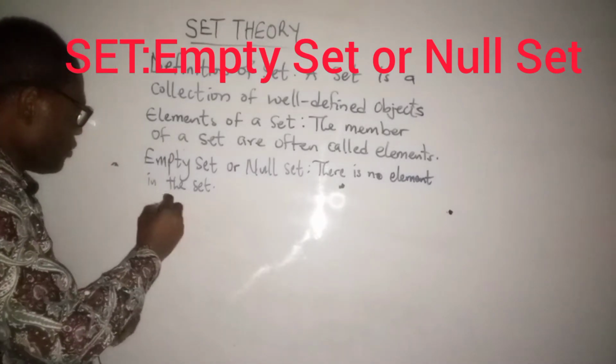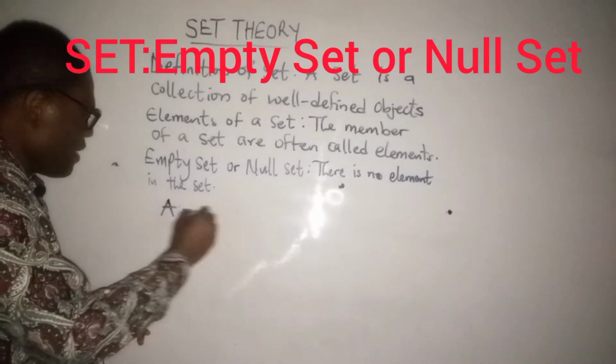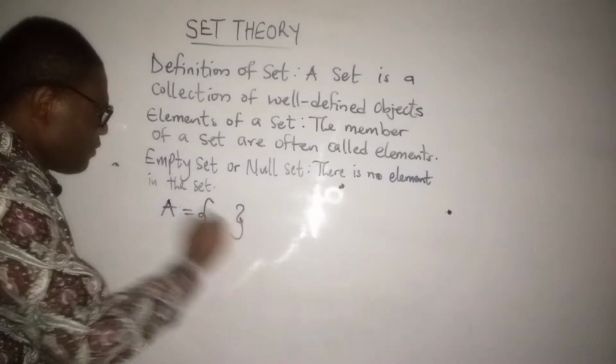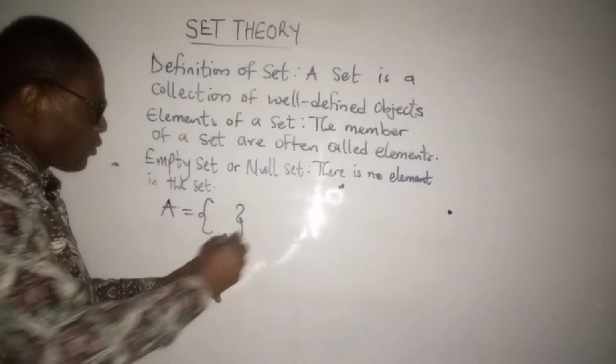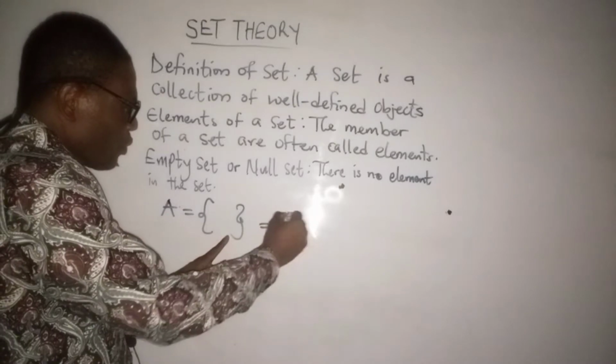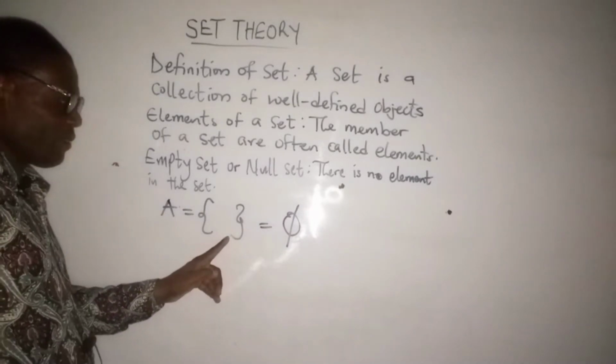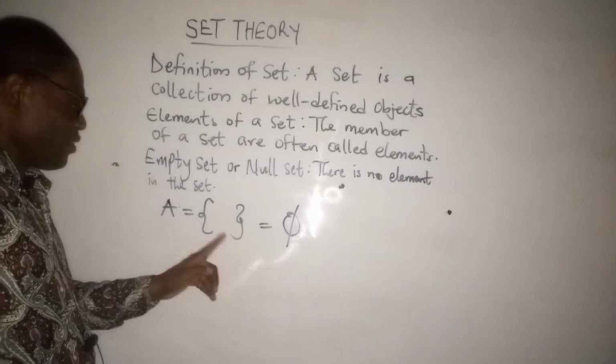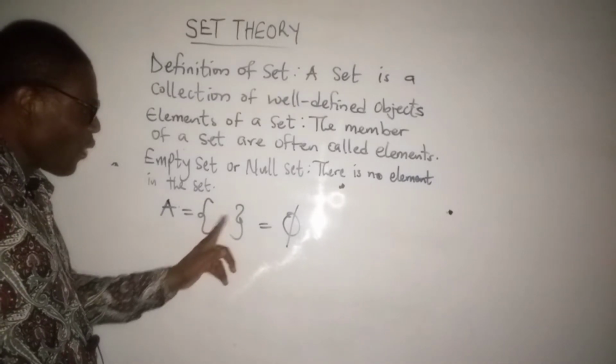That is, if I have an A and this is a null set, it is also written with this sign, phi. So a null set has no element.